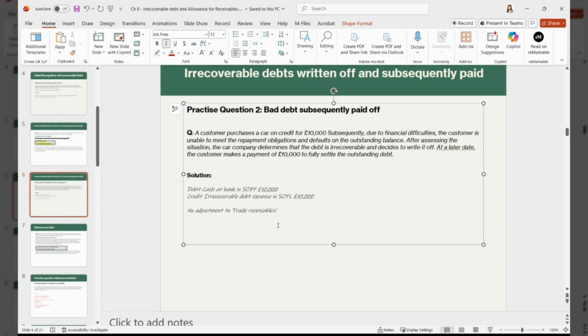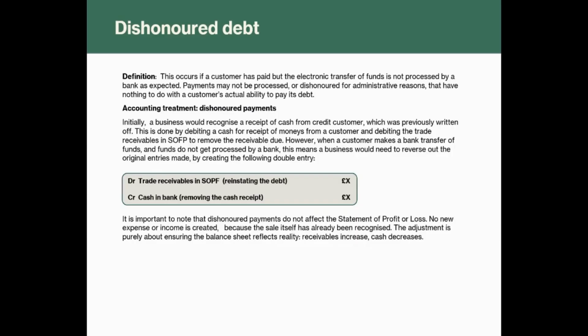This type of question is very commonly tested in the Accounting Fundamentals exam. Examiners like scenarios where a debt is written off and then later recovered because it checks whether you understand the flow of entries and the impact on the financial statements, so that the double entries reflect the correct treatment of a recovered bad debt. Finally, let's look at a scenario involving dishonored payments.